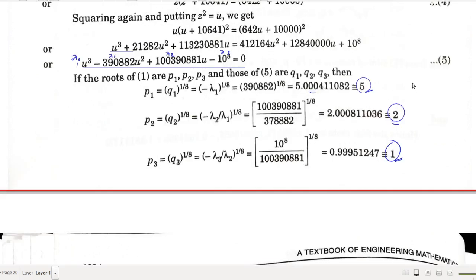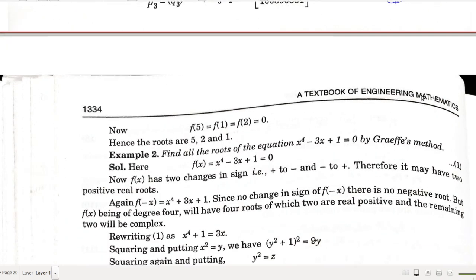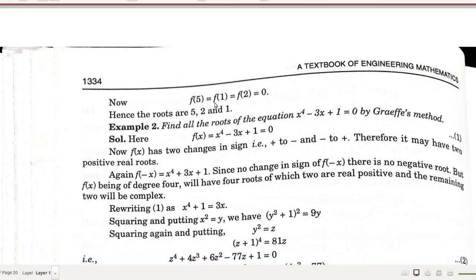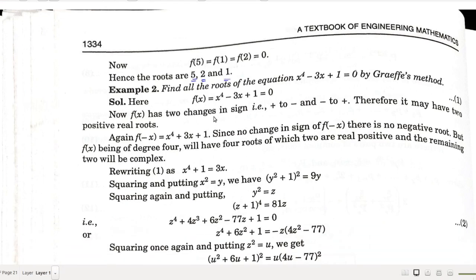After getting these values, you need to verify them. We assume plus or minus 5, plus or minus 2, plus or minus 1 are the possible roots of this equation. Then by substituting these values into the original equation, you can get the sign. You can see that f of 5, f of 1, f of 2 are 0, so we have 5, 2, 1 as the roots of the equation.